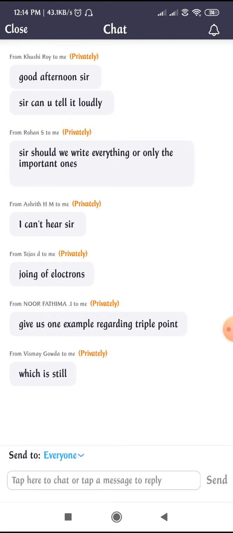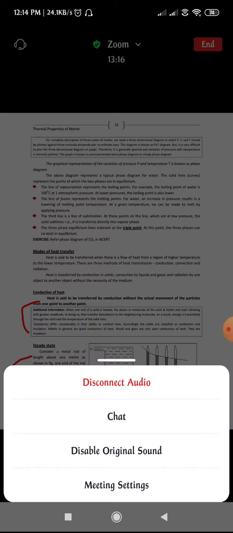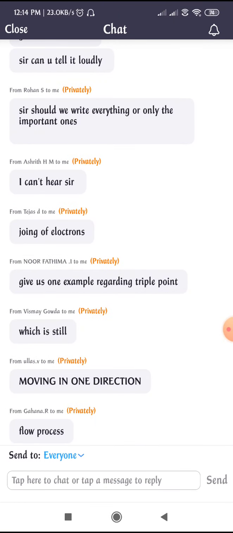What is that, Vismay Gowda, which is still? Yes, Noor Fatima, give us one example regarding triple point. Okay, fine. At the last, I'm going to give that. Okay. Next, Ullas, moving in one direction. Gahana, flow process.